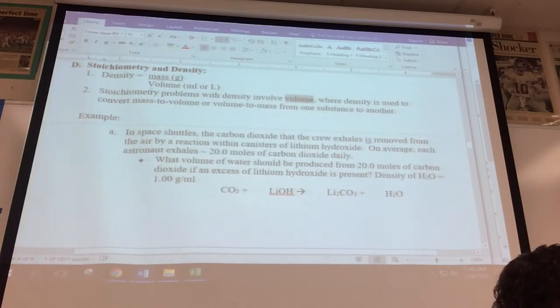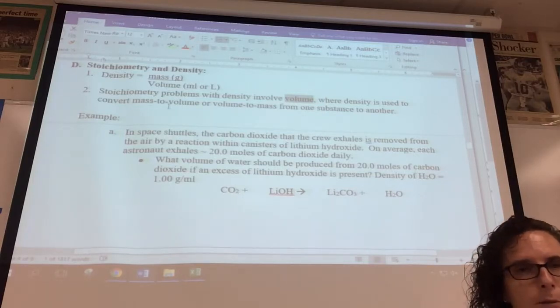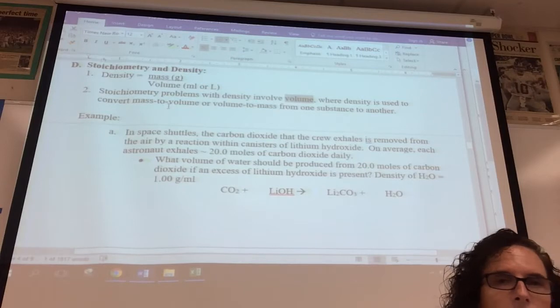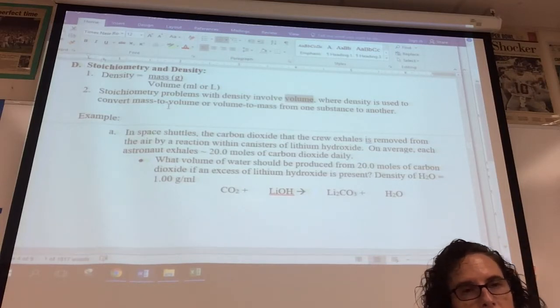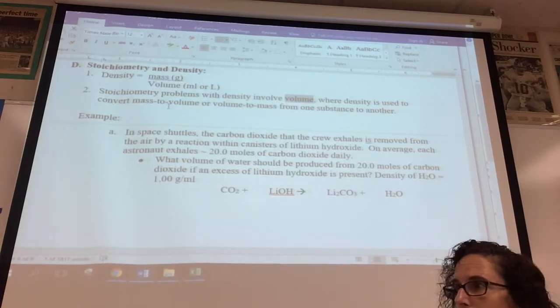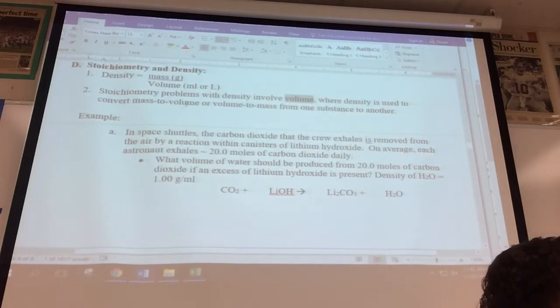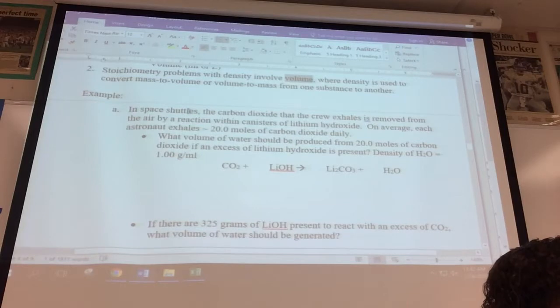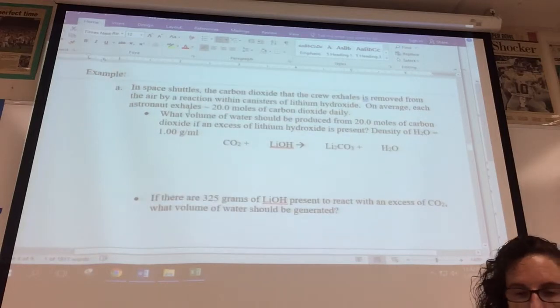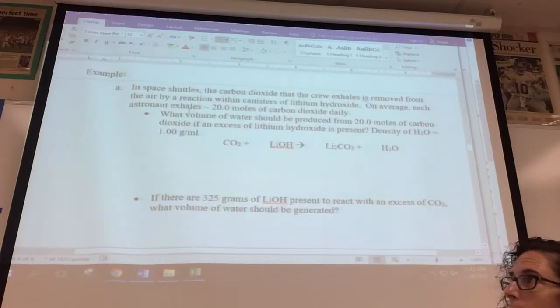Keep in mind that density is mass over volume, and we're going to link volume into our stoichiometry type conversions through density. Sometimes you'll use density directly, other times you will use the reciprocal of density. If you let your units drive your problem, you'll be very successful here. We're going to walk through 3 examples, and then you'll have a lot of practice time.